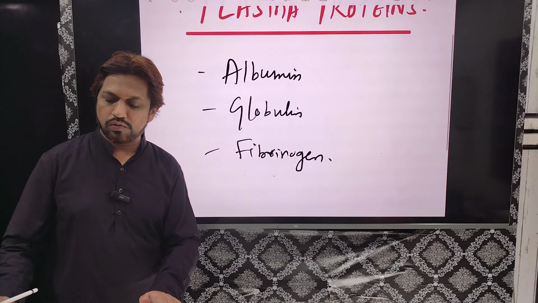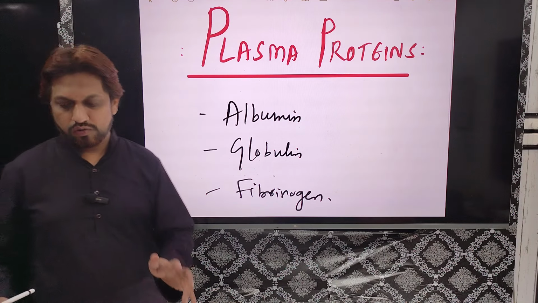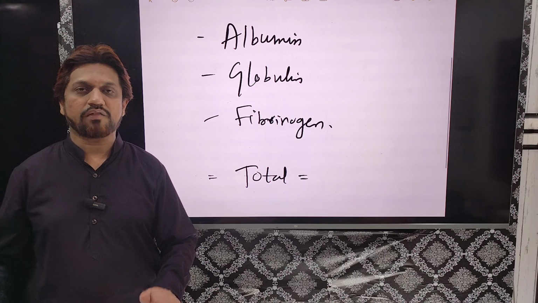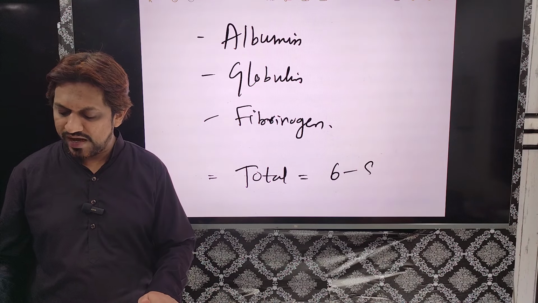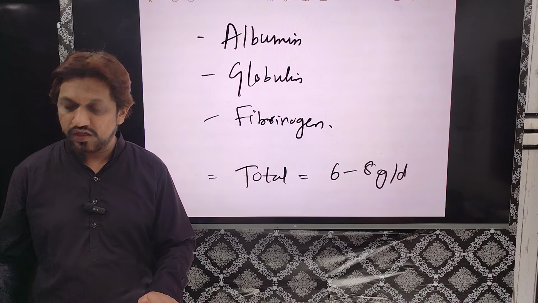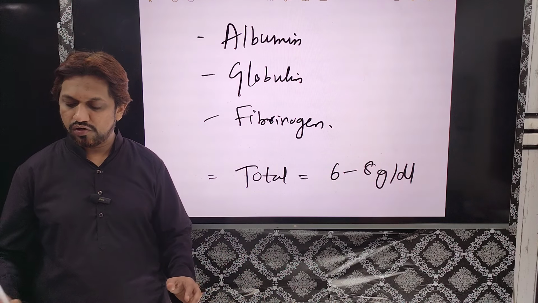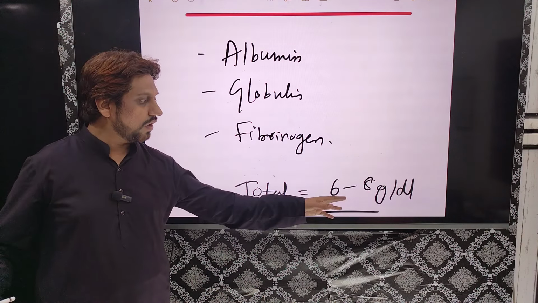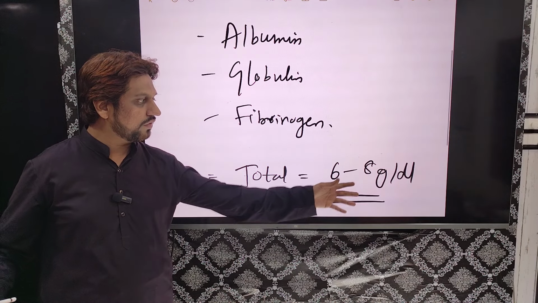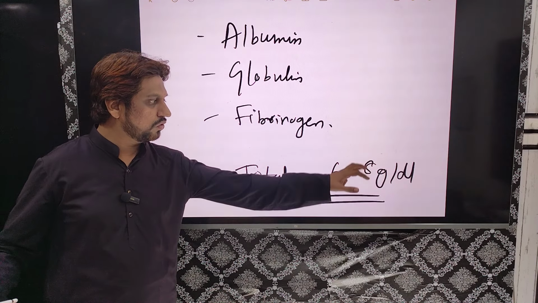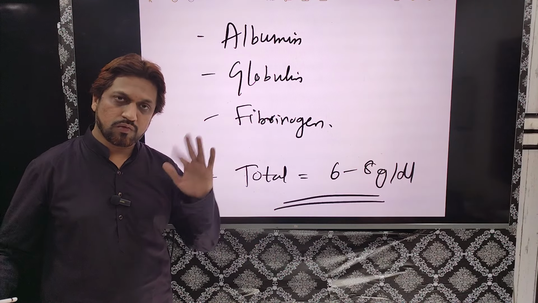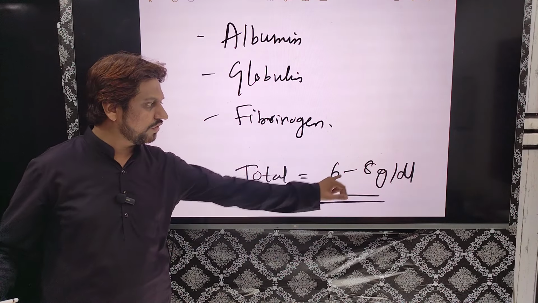The normal value of the total plasma proteins is, on an average, around 6 to 8 grams per deciliter of blood. If we convert it into liters, in 1 liter it will be around 60 to 80 grams. In 1 deciliter, that is 100 ml, it is around 6 to 8 grams.